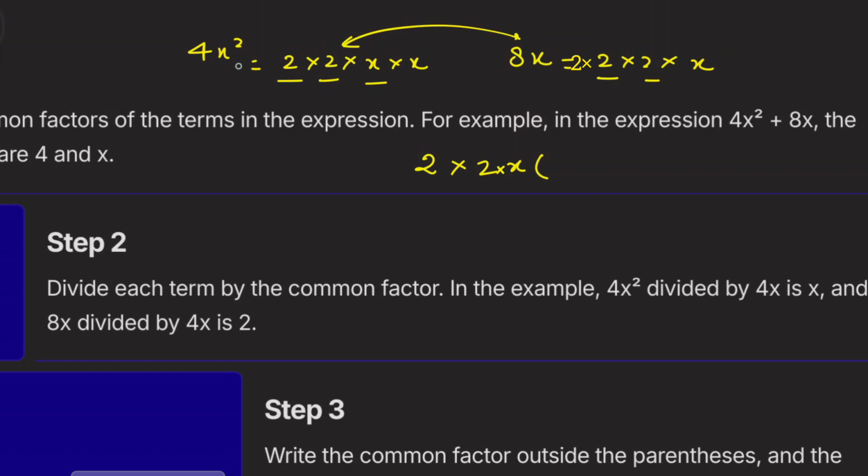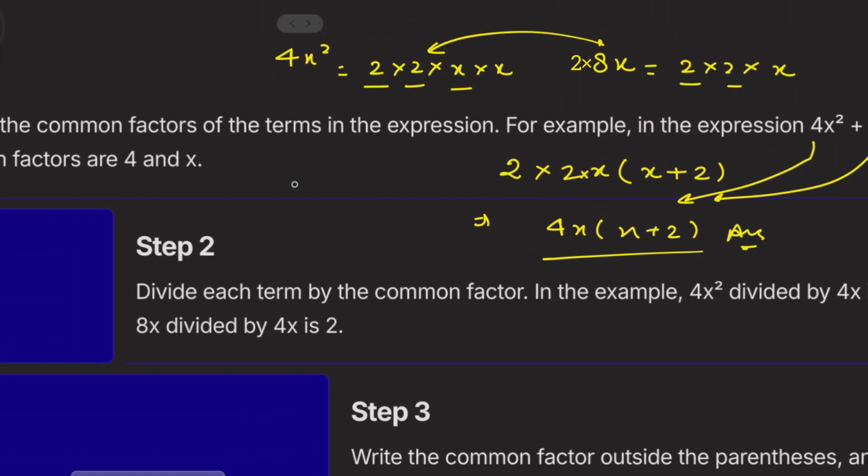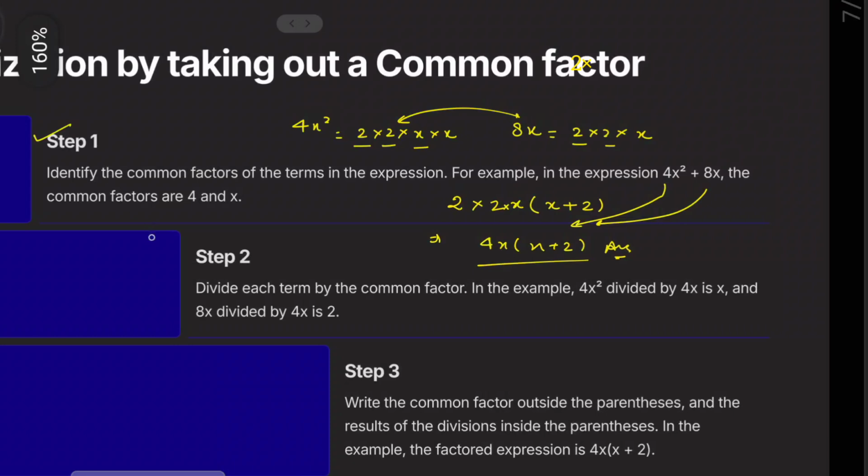So all these come in common in the factors of these two terms. What are we left with? From 4x square, we are left with x, and from 8x, we are left with 2. On further solving, we have 4x into (x plus 2). So the factors of 4x square plus 8x are 4x and (x plus 2). In this way, we have to write all the answers. All these steps are mentioned here in step 1, step 2 and step 3. Read it and understand it.